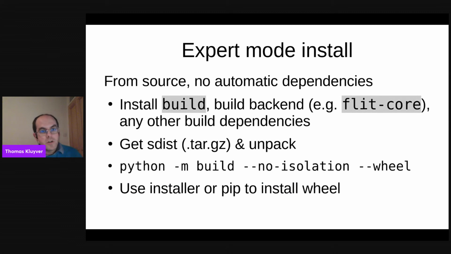So if you want to install from source with no automatic management of build dependencies or anything, this is what you would do. Install build, the appropriate build backend for the package, so something like Flit Core or Setuptools or Poetry Core, and any other build dependencies that are required, which might be dynamically specified. There can be extra build dependencies coming from the backend and the package. They don't all have to be in the pyproject.toml file.